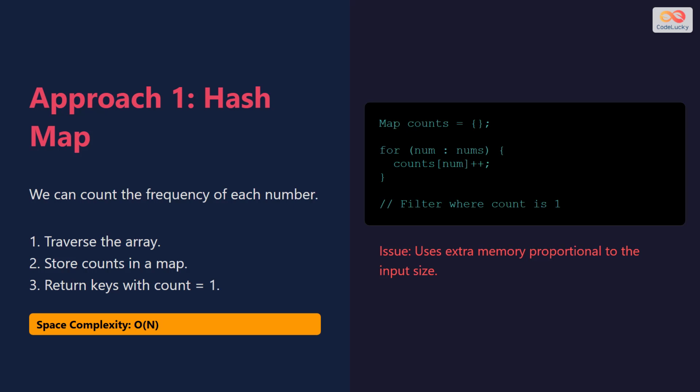The most intuitive way to solve this is using a hash map or a frequency counter. You simply iterate through the array and count how many times each number appears. Then, you check which numbers have a count of 1. While this works perfectly, it requires extra memory proportional to the size of the input, which isn't optimal.